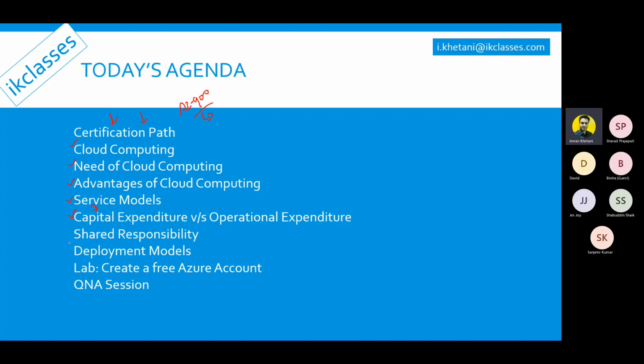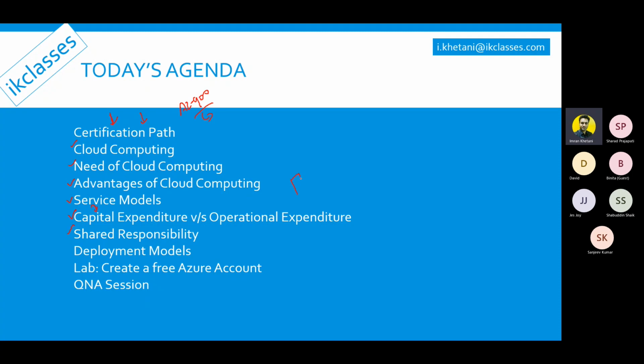Then we'll see whose responsibility it is if I'm hosting anything on cloud. If you're using, let's say, OneDrive, I hope everyone knows what OneDrive is. OneDrive is an application that we use to store data, similar to Google Drive. OneDrive comes from Microsoft, Google Drive comes from Google. So I'm storing my data in cloud. Who's responsible for that data? Who's responsible for the underlying infrastructure?